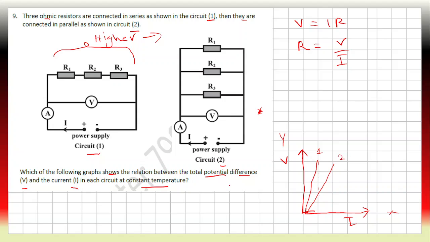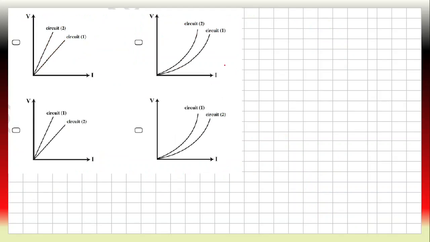So let's check their choices. So here, the first thing, we will eliminate these ones. Here, this is not ohmic. So ohmic, we should have a straight line. Then from there, let's check.